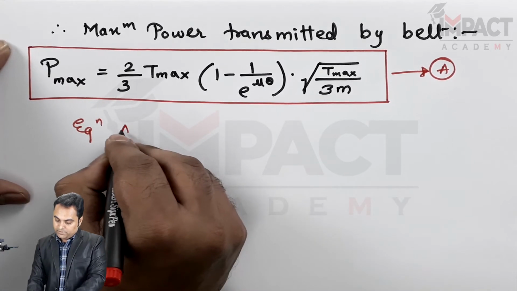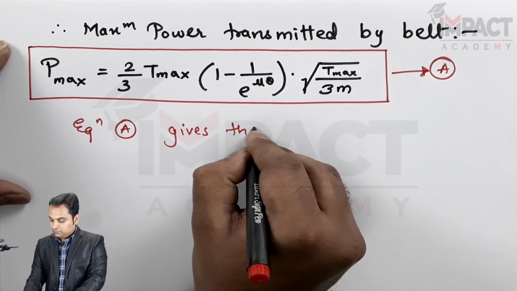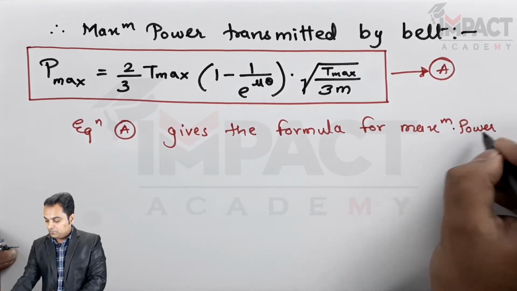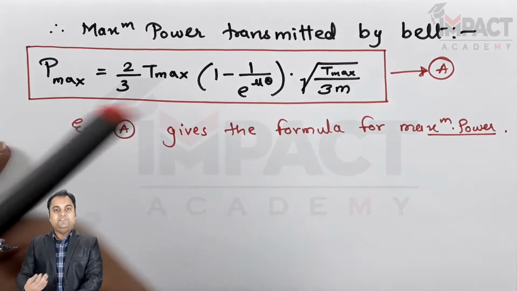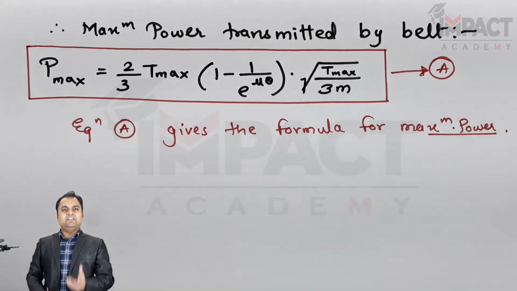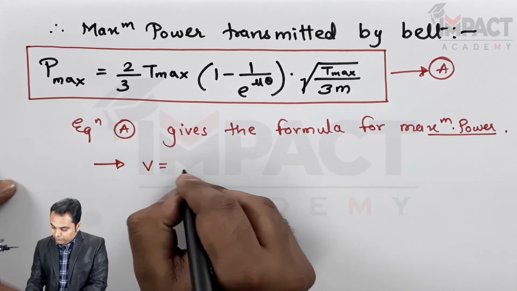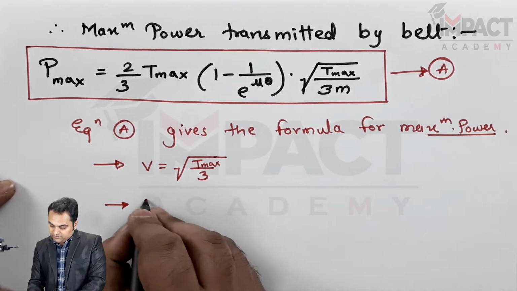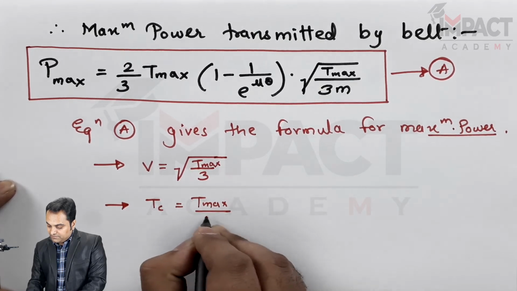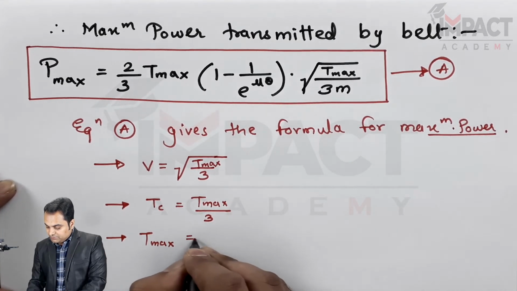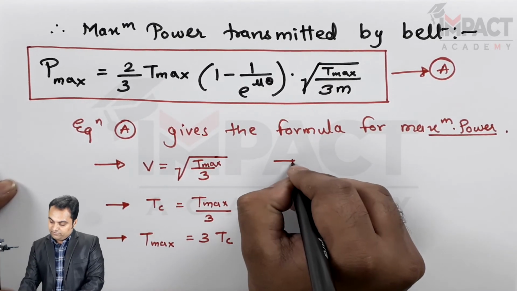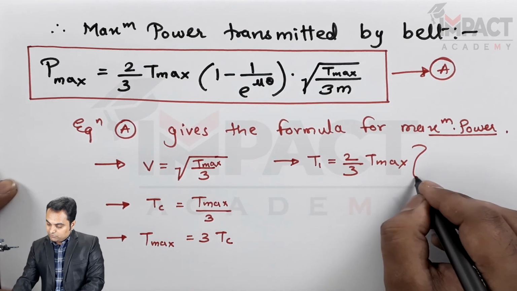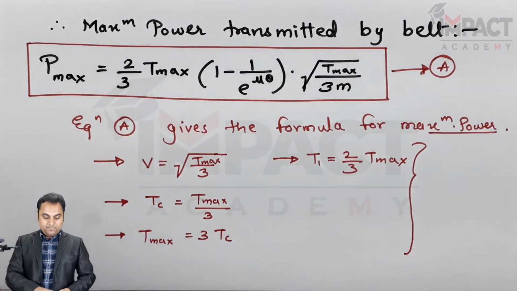So equation A gives the formula for maximum power transmitted by belt drive, and these are the conditions we have achieved for maximum transmission of power. The first requirement is that velocity should be root of Tmax by 3, this we have seen. Then the centrifugal tension is Tmax by 3, and also the maximum tension is 3 times the centrifugal tension, and finally the tension in tight side is 2/3 of the maximum tension. So these are the conclusions which we draw from this derivation for maximum power transmitted condition.